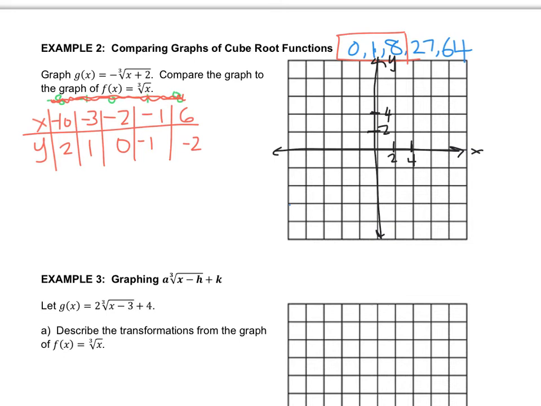So let's plot our points. So that's -10, 2. That's -3, 1. -2, 0. -1, -1. And 6, -2. Again, when you go to graph this, make sure that you don't make it a line, make it a curve, and that's our graph.